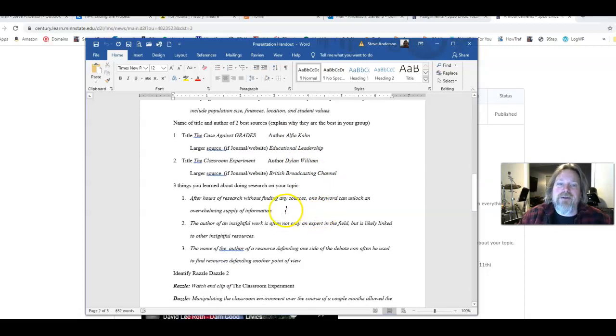And this is the part, and I love this one because it's so true and frustrating. Look at this. After hours of research without finding any sources, one keyword can unlock an overwhelming supply of information. That is so true. Remember, you can do Zoom calls. I had a Zoom call with another student who had a topic that should have had a ton of things popping up and ended up searching for ebooks instead of everywhere. And so only a couple things came up. And it was one of those things that when we talked about it, boom, all of a sudden there was a plethora of sources.